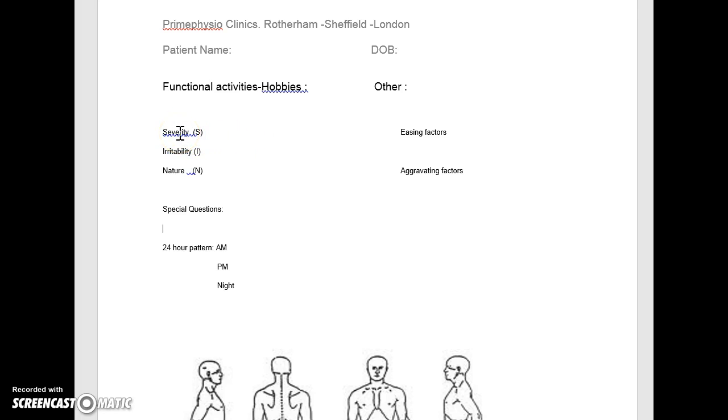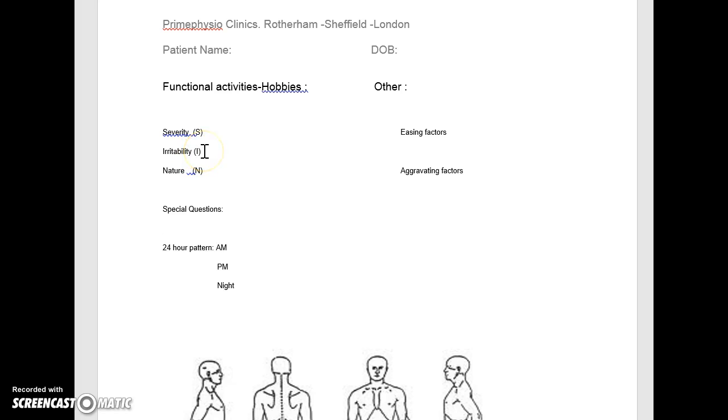Other things we need to know is severity of symptoms, how much pain the patient has. Let's say it's 1 or 2 or 10 out of 10. If the patient's symptoms are 1 or 2, that means it's quite low severity and is not really affecting his functional activities. However, if it's 8 or 7, that means it's quite high.